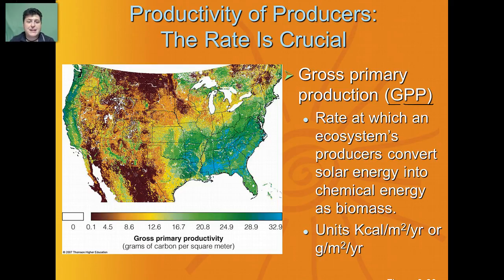Gross primary productivity is measured in one of two ways. It's either measured as kilocalories per meter squared per year, how much energy is being stored as a result of photosynthesis, or how many grams or kilograms of biomass, living material, is being produced per meter squared per year.